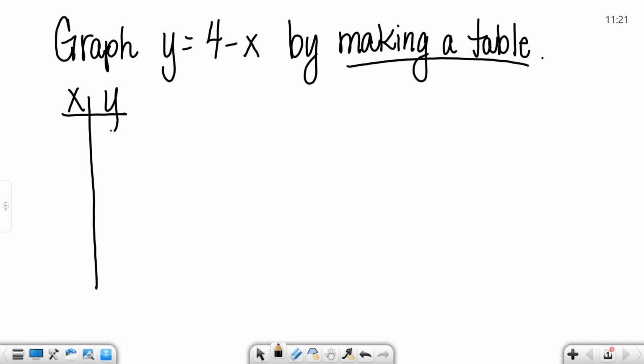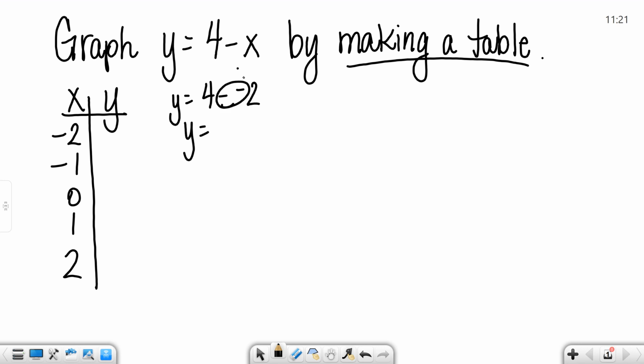And when I say make a table, I'm talking about a table of values. So we're going to choose x values, and then we're going to find the y values that go with them. And so I'm going to choose these x values, and what we're going to do is find the y value that goes with each one. So if I have x is -2, then this really says minus negative, which becomes a plus, and so that would be a 6. All right, so we're going to use each of these x values to find the y value that goes with it.